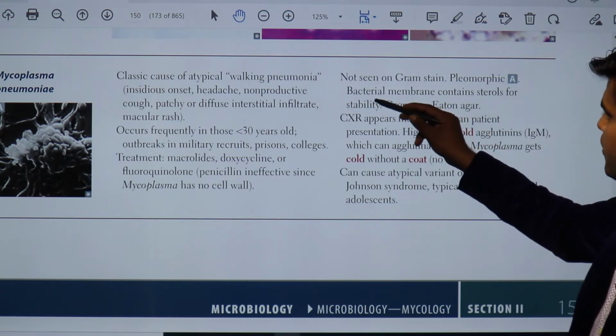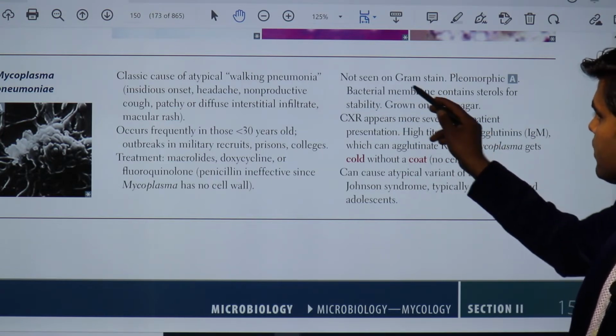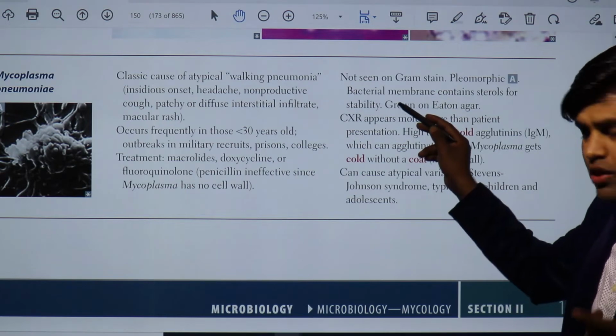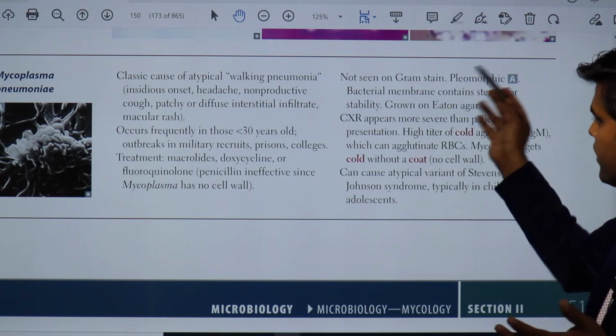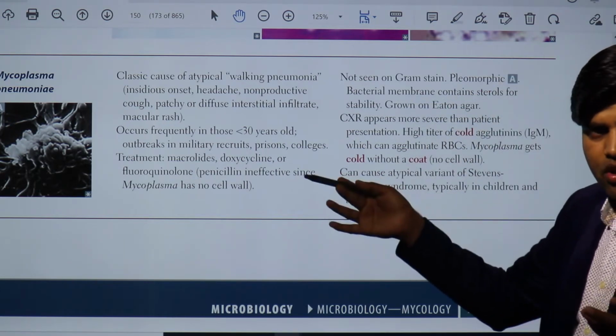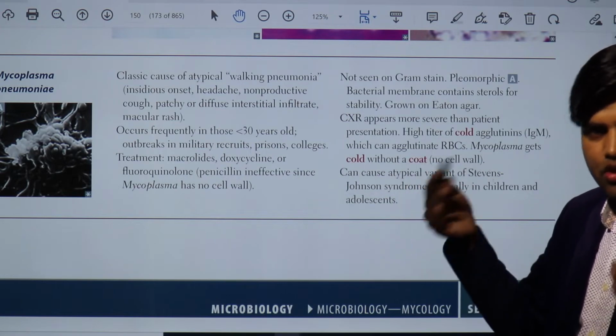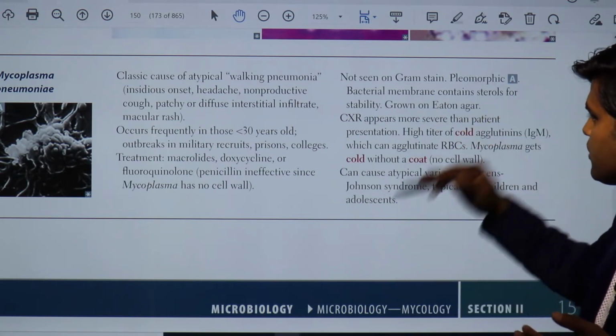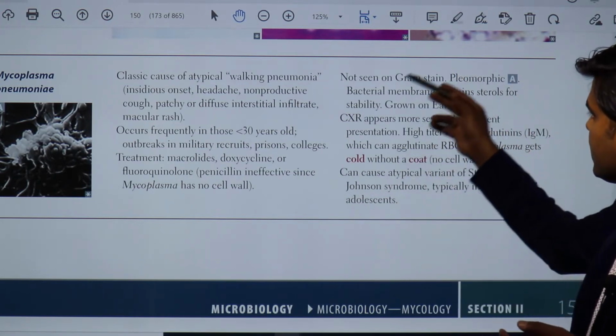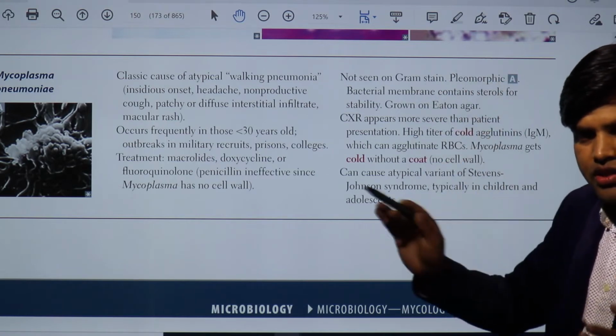Moving forward, this is not seen on the gram stain. I have already told you they don't have a cell wall, so they cannot be seen on gram stain. They will be neither gram positive nor gram negative because they don't have a cell wall. Gram stain is based on the staining of the cell wall, so these are not seen on the gram stain.